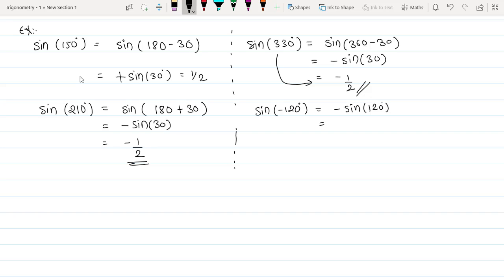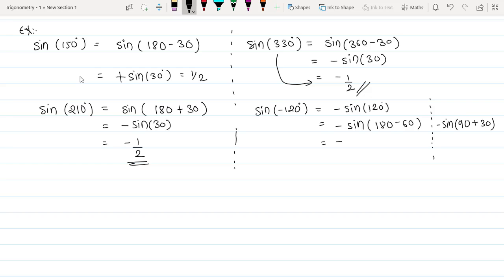So what is 120 just now? Have you solved the 120? So minus of sine of 120 can be written in terms of the standard form. It is 180 minus 60, or 90 plus 30. Now you will understand the 90 difference. So you can write it as minus of sine of 90 plus 30. Now you will get the answer.